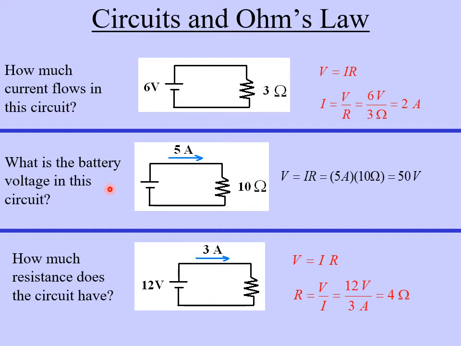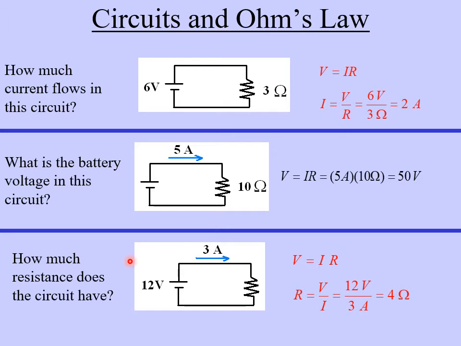Look at this question here. What is the battery voltage in the circuit? So this one's a little different. Notice the circuit looks the same. We've got a battery here, we've got a resistance over here, but look what we're given. We're given that 5 amps of current is flowing in this circuit, and there's a 10 ohm resistance. We don't know what the voltage of the battery is, so we can use Ohm's law, V equals IR, where I is 5 amps, R is 10 ohms. 5 times 10 is 50, and since we're solving for a voltage here, our units will be volts. So it is a 50-volt battery.